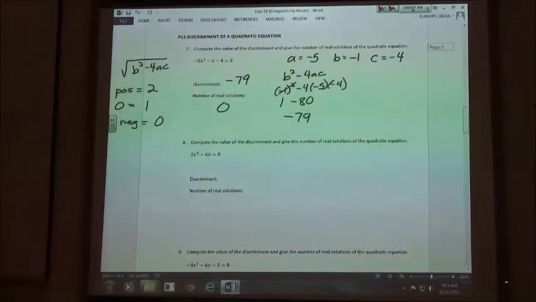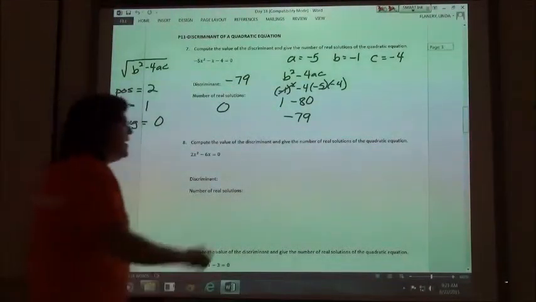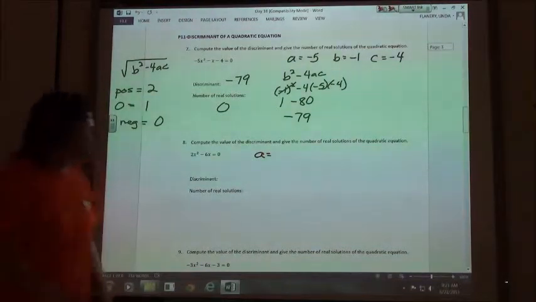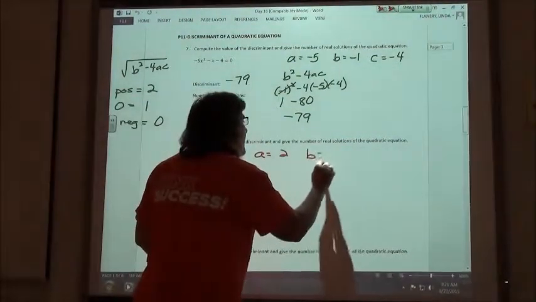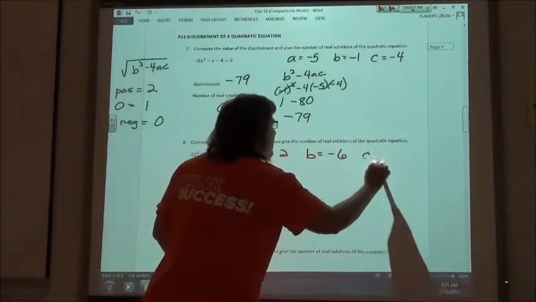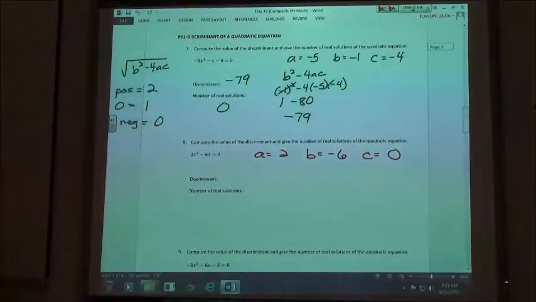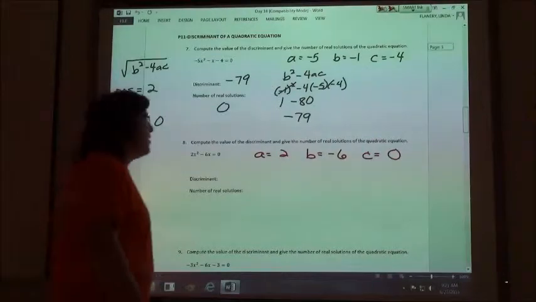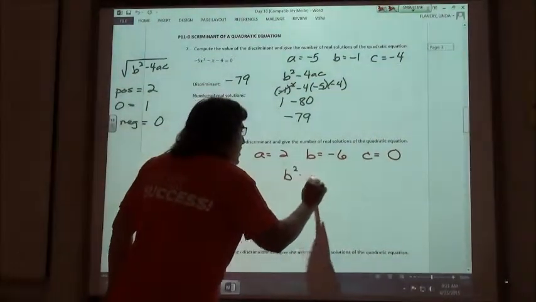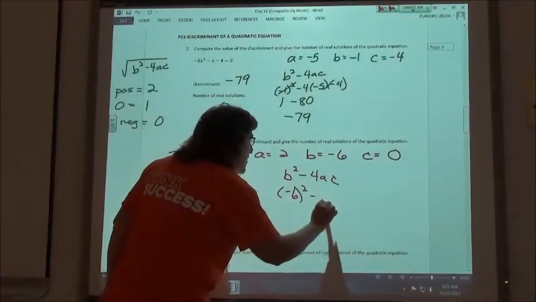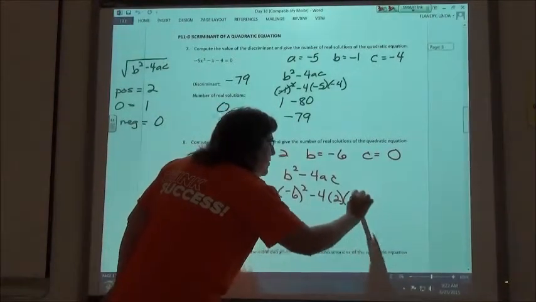So, number 8. My A value would be 2. My B value is -6, and my C value is 0, right? So sometimes they'll leave one of your terms out, which is perfectly fine. We just put a 0 in for that value, and then we figure out our discriminant. So b squared minus 4ac means I'm going to have -6 squared minus 4 times 2 times 0.